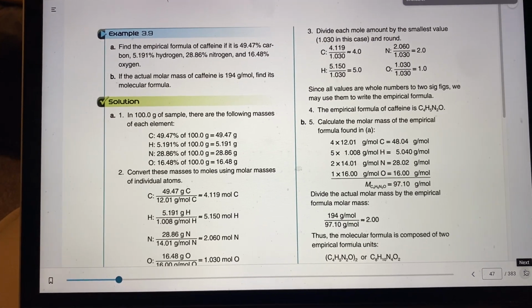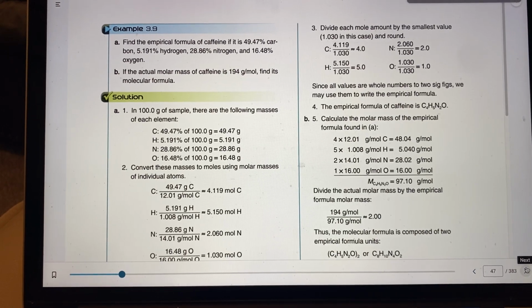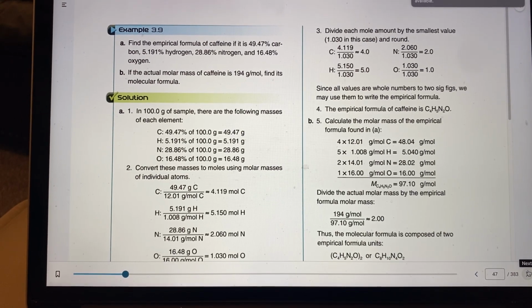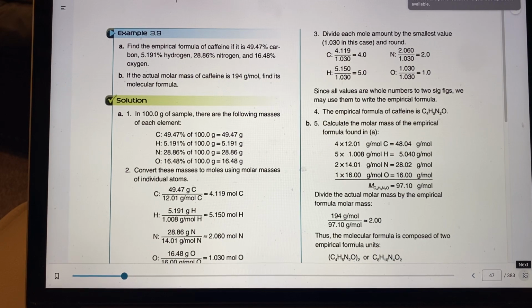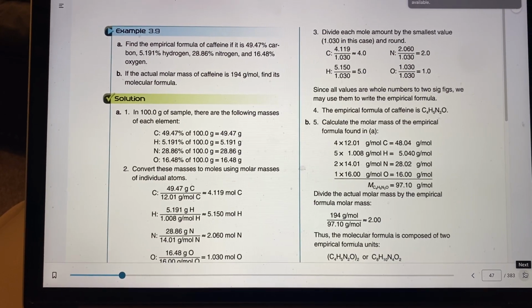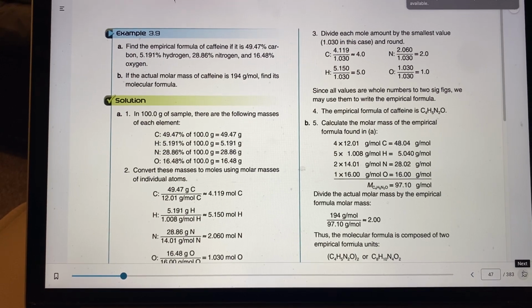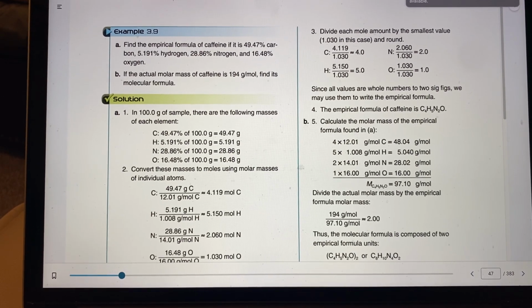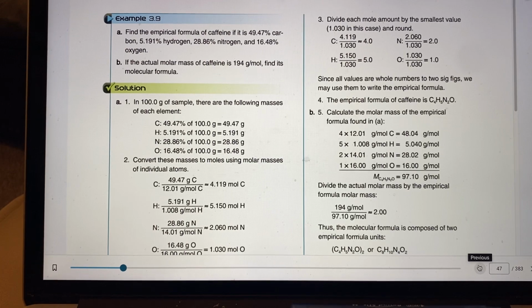Okay, another example here of how we're going to do this. So we have, find the empirical formula of caffeine. Well, let's find out. Let's go back here. I think we missed something on the empirical formula, didn't we?